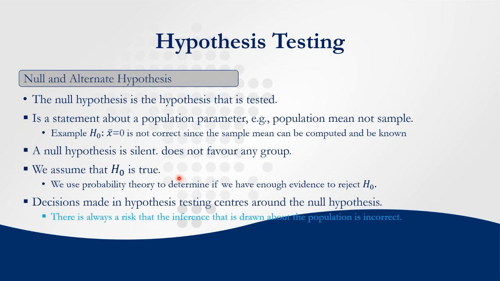When we come in, we already assume that the null hypothesis is true. So if we are looking at two groups, we assume the two groups are the same because it's null. We assume they are the same, and we use probability theory to determine if we have enough evidence to reject it, right? It's important that decisions in statistical testing are around the null hypothesis. So that's why we ask, do we reject or do we not reject the null hypothesis? And then we look at the evidence to decide. So for any test, it's important to know what the null hypothesis is for that test.